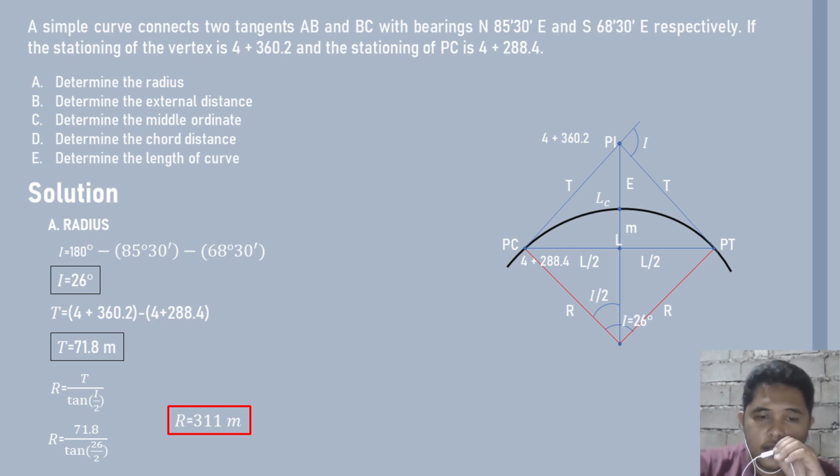Ang kaning formula sa radius is actually from the formula sa T na R tangent I over 2. So i-manipulate lang ang equation and then gisubstitute ang values. Therefore, atong radius is 311 meters.